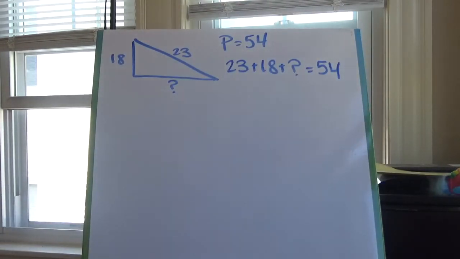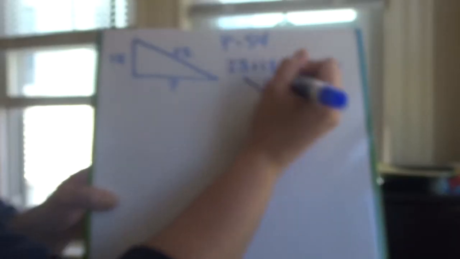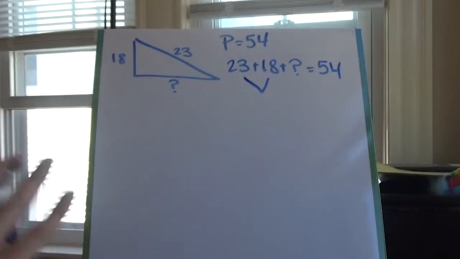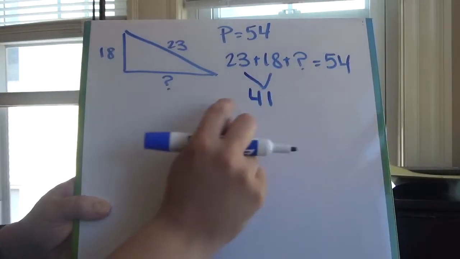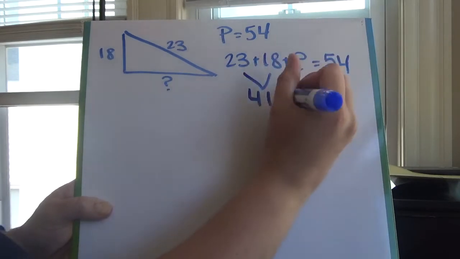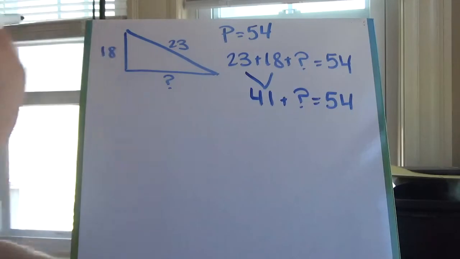What I'm going to do now to solve this is add these two numbers together first. If I add 23 and 18 together first, 20 and 10 makes 30. And then 3 and 8 makes 11. So 30 and 11, when you add them together, equals 41. So now my number sentence says 41 plus something equals 54.